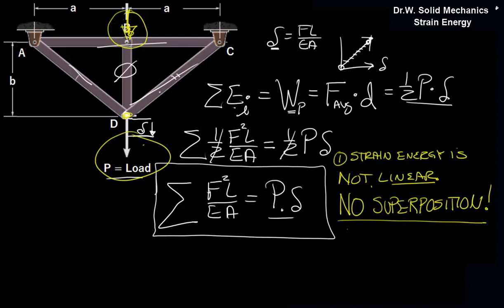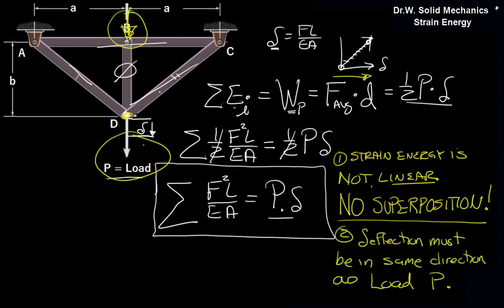And the second rule to follow is that you can only measure deflections in the direction of the load, and that's due to the way that work is calculated. Work is force times distance in the same direction, which is often the case. We apply it with a uniform load. However, if the load was off at some angle, we couldn't break this apart into components and work on that because, again, superposition doesn't work here.